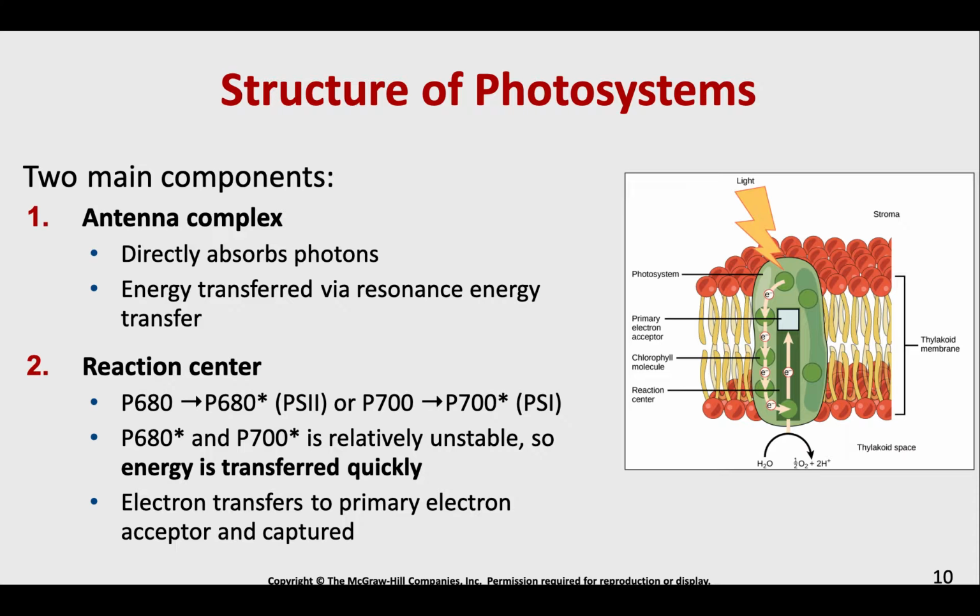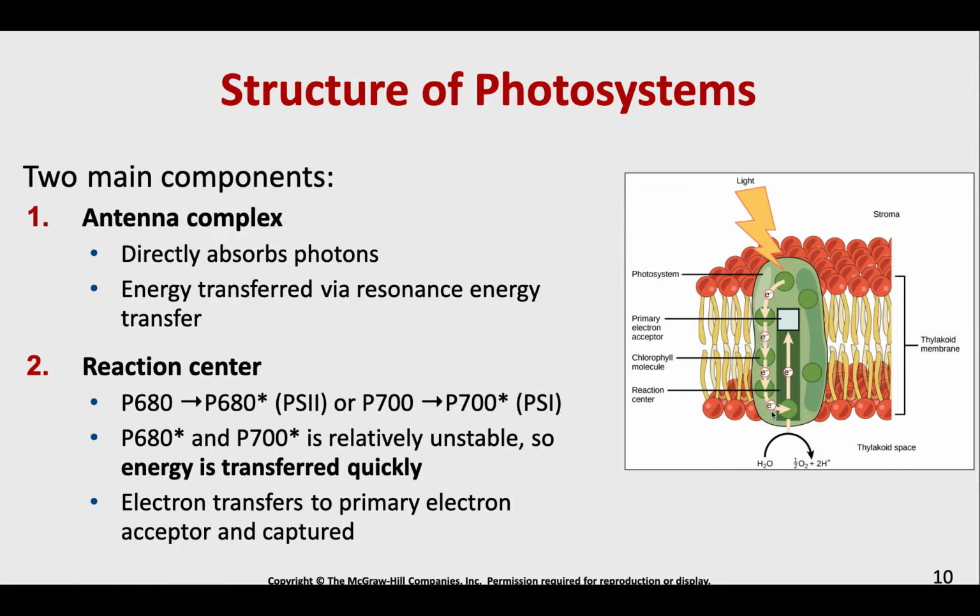The other part is the reaction center. The reaction center is kind of in the middle here, and this is where we can finally transfer that electron to a molecule where it can be captured. If we look at our primary electron acceptor, this is a molecule that's going to capture that electron that has been excited. Once it's been captured, we can transfer it along to other molecules instead of having it bounce between all of our chlorophyll pigments.